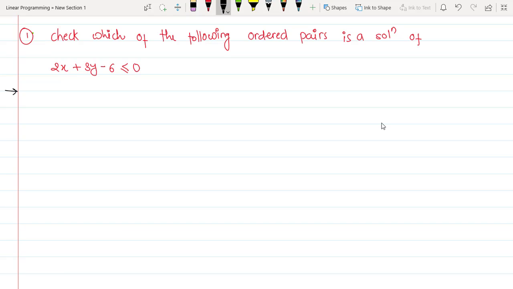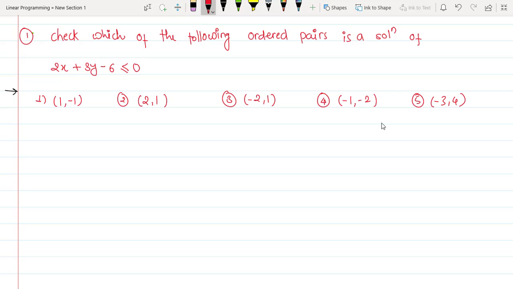So what do we have to do? Which solution set is given? So first one is 1 comma minus 1. Second one is 2 comma 1. Third one is minus 2 comma 1. Fourth one is minus 1 comma minus 2, and fifth one is minus 3 and 4. Which of the following are the solution to the given inequality? This is the question we have.